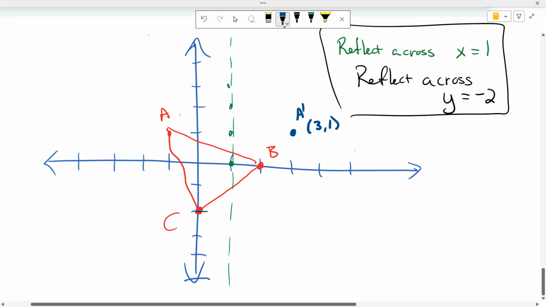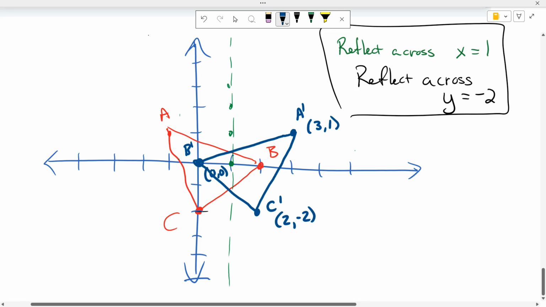Where does B end up? (0, 0). 1 across here is B prime, which is (0, 0). C is 1 away. So we go 1 away. Where is that ordered pair? (2, -2). That's a reflection across the line x equals 1.